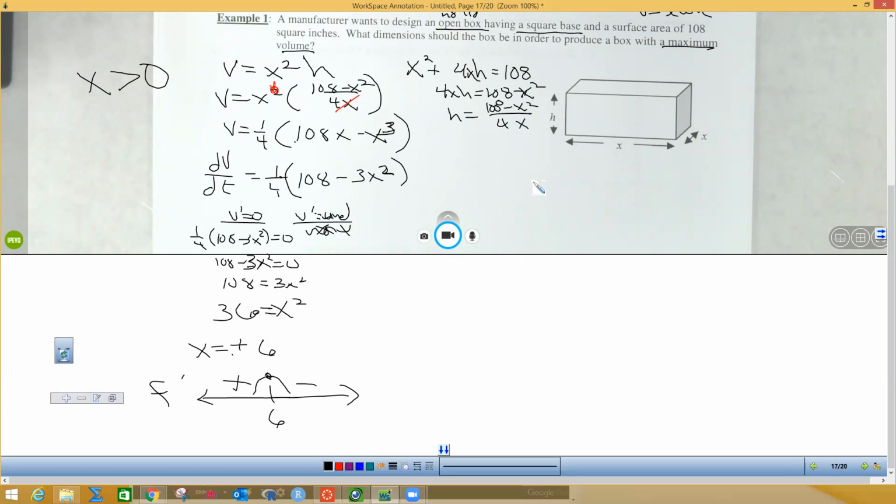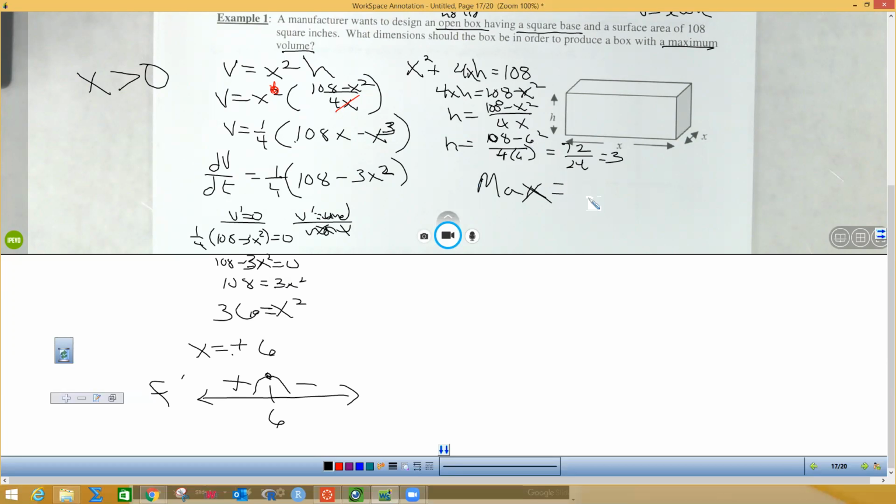So what I'm going to do is, the max is going to equal, and we're going to plug in, let's see, if I get 6 here, I got to plug this in here to find out what h is. So h is going to be 108 minus 6 squared all over 4 times 6. So let's see, we get 108 minus 36. Let's see, 100 minus 36 is 64 and 8, 64 and 8 is 72, divided by 24. That is going to be 3.